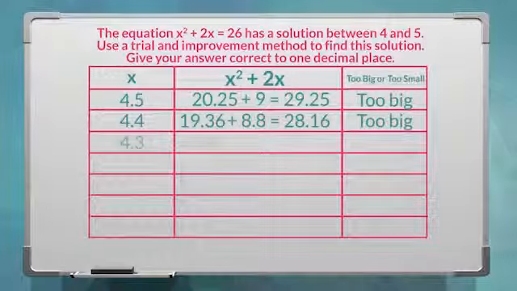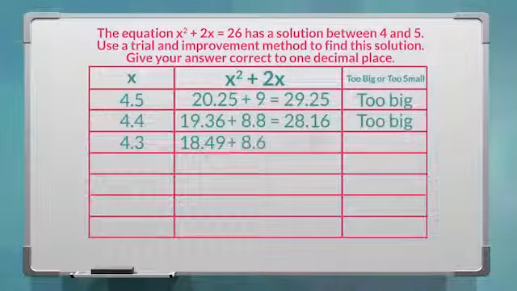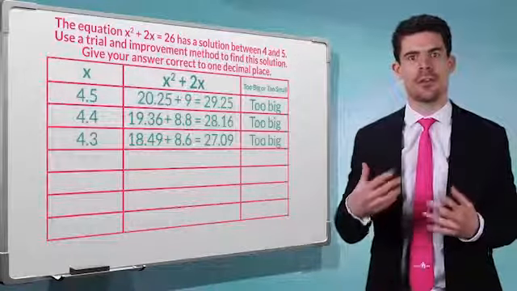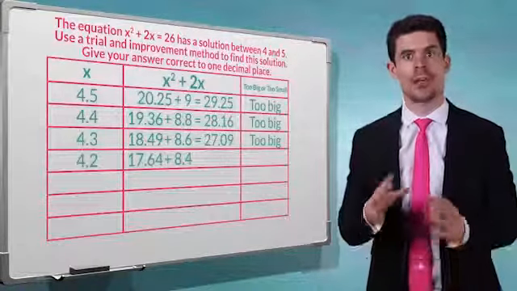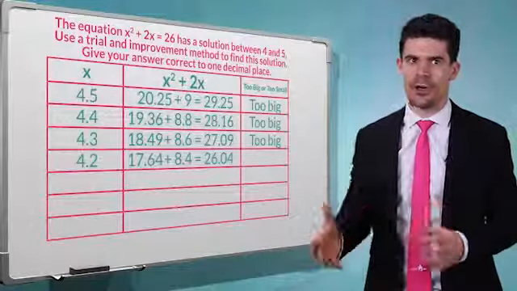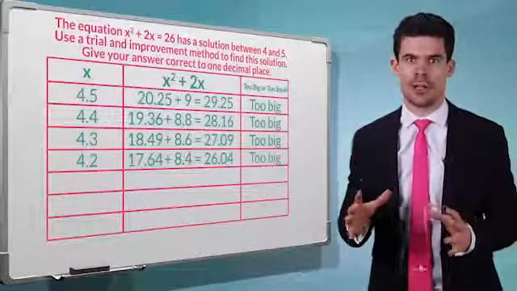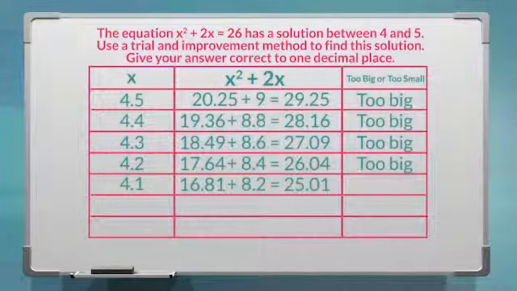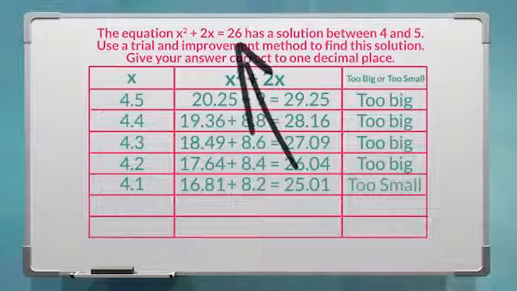If we follow the same process with the 4.3, we end up with 27.09. It's still too big. If we follow the same process with the 4.2, we end up with 26.04. Ooh, really close now, but still too big. So let's try out 4.1. This gives us 25.01, which is smaller than the 26 we're trying to reach.